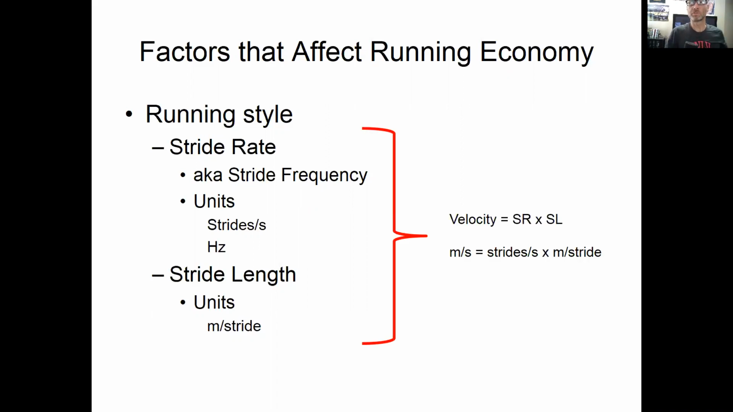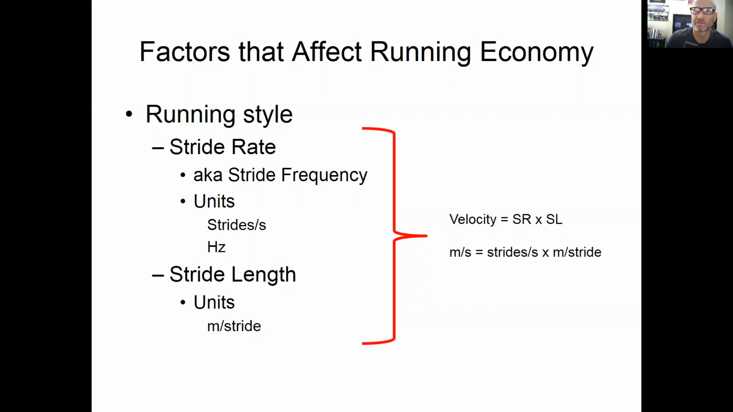So interestingly, when we use strides per second and meters per stride, the product of stride rate and stride length is running velocity. And there's just a unit analysis. So here I have strides per second for stride rate, meters per stride for stride length. The stride gets canceled out. This is the numerator, this is the denominator, and we're left with meters per second. Meters in the numerator, seconds in the denominator. So running velocity is the product of stride rate and stride length when we set up stride rate and stride length this way.